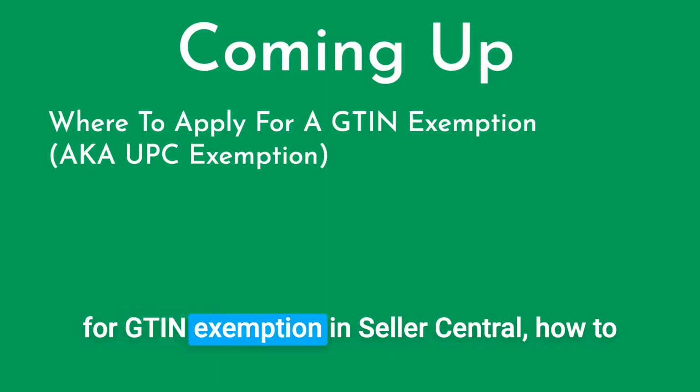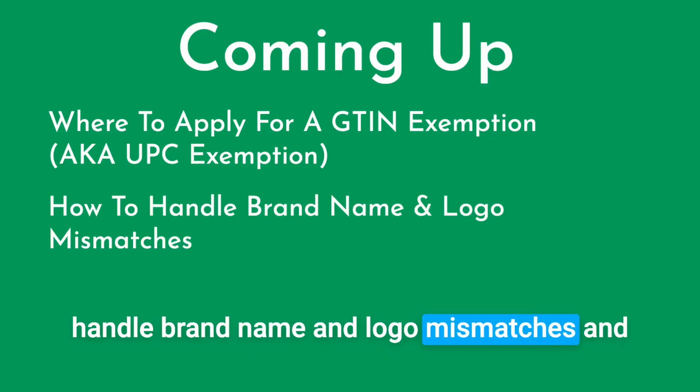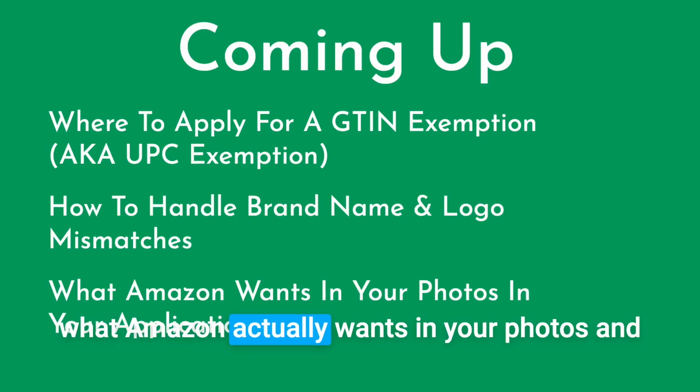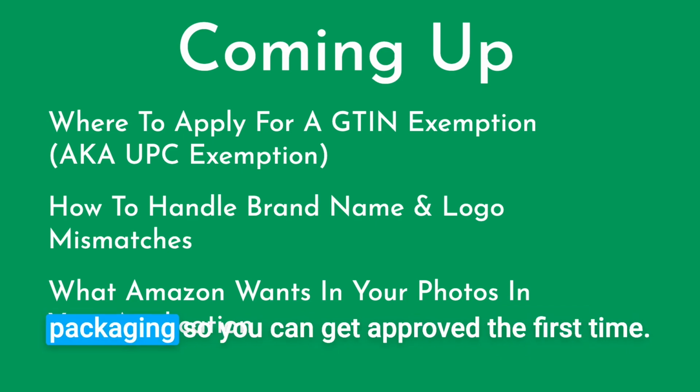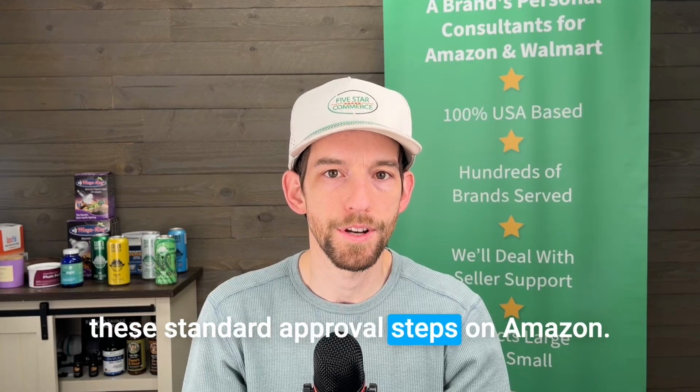In this video, you'll see exactly where to apply for a GTIN exemption in Seller Central, how to handle brand name and logo mismatches, and what Amazon actually wants in your photos and packaging so you can get approved the first time. We started helping a brand apply for one of these standard approval steps on Amazon.